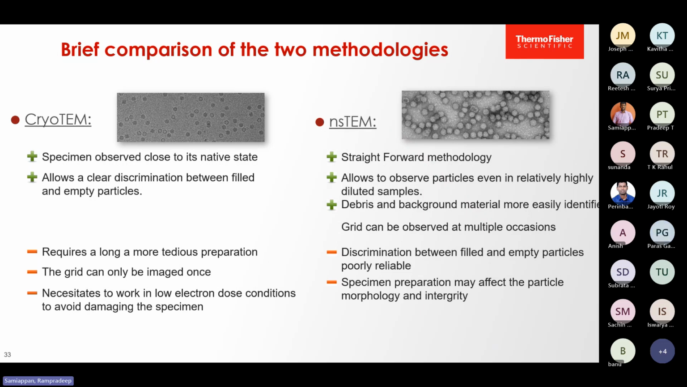So I have gone through both the methods, NSTEM and cryo-EM, and there are advantages and disadvantages in both techniques. I will also focus on the limitations, which is very important here. Of course, in cryo-EM, the main advantage is you can see your specimen of interest in a native state. And there is a clear discrimination between filled and empty. If you take liposomes as an example, you can also see the membrane thickness at higher magnifications. So the sample of interest will be almost close to the native state.